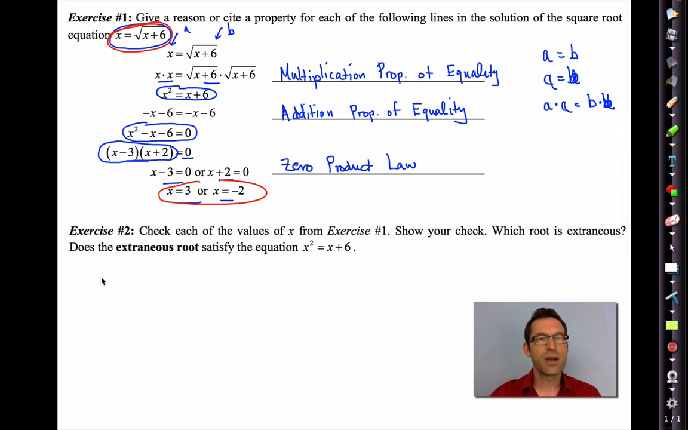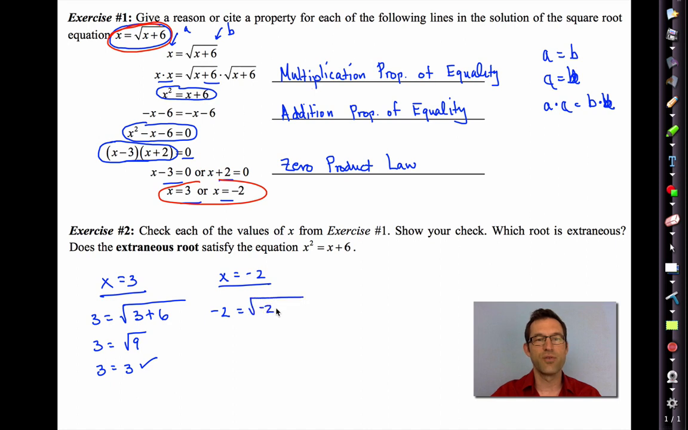All right, let's check x equals 3 first. If I put 3 into that equation, I get 3 equals the square root of 3 plus 6. So 3 equals the square root of 9. 3 equals 3. That checks great. No problem there. But then if I put negative 2 in, I get negative 2 equals the square root of negative 2 plus 6. Negative 2 is equal to the square root of 4. Negative 2 equals 2. No. So that's extraneous. Remember, in this square root, it's only the positive. If we wanted the negative square root, there'd have to be a negative out front. So x equals negative 2 is our extraneous root.